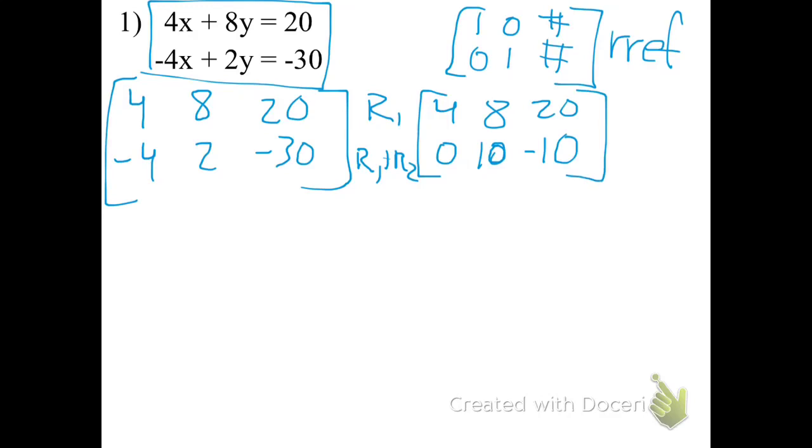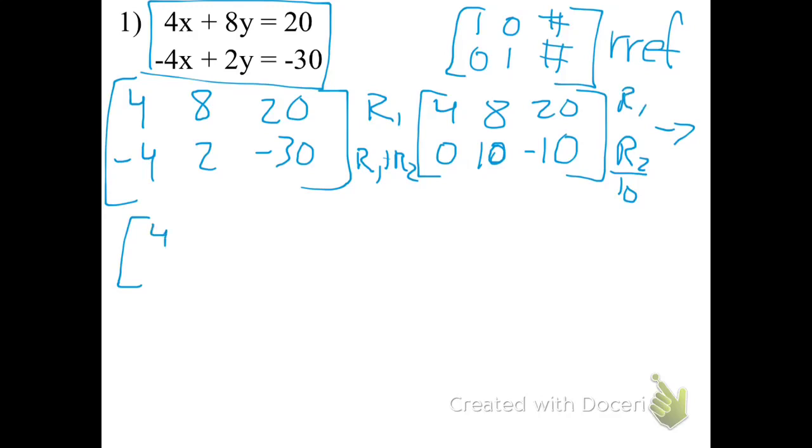I noticed that on my second row, if I divide everything by 10, I would then have 0, 1, and then the answer. So I'm going to go with that on my second row. I'm just going to write it as row 2 divided by 10. As I go to the next line, I'm not doing anything to the first row. I'm just going to leave it as row 1.